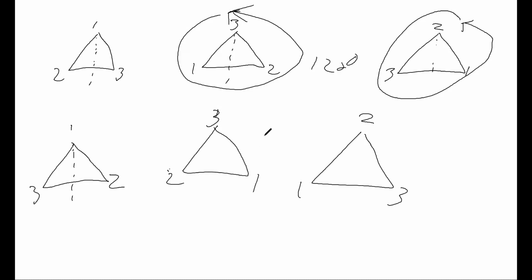So the dihedral group on the triangle is going to be the same thing as S6, right? Or sorry, as S3. Correct? Yes, cool.